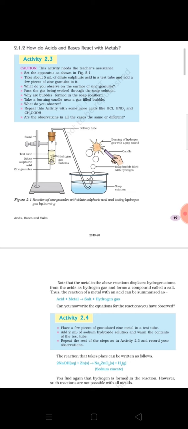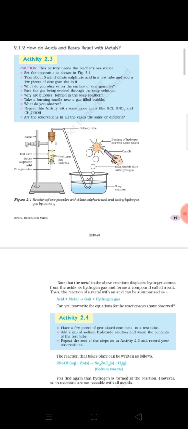Activity 2.3. Caution: this activity needs the teacher's assistance. Set the apparatus as shown in figure 2.1. Take about 5 ml of dilute sulfuric acid in a test tube and add a few pieces of zinc granules to it. What do you observe on the surface of zinc granules? Pass the gas being evolved through the soap solution.